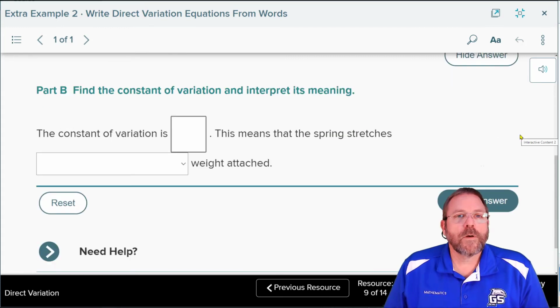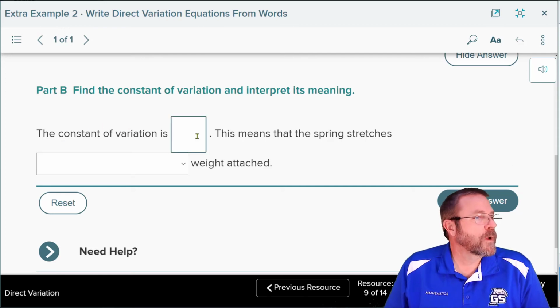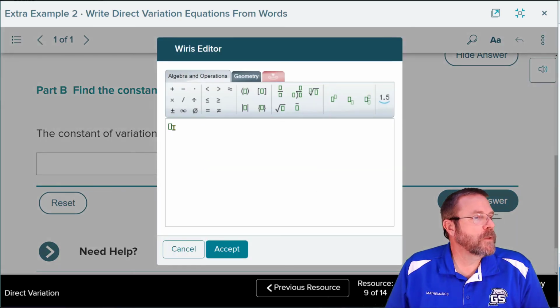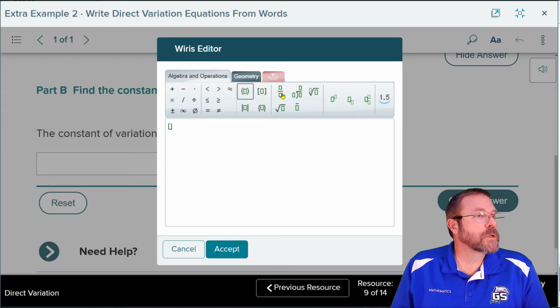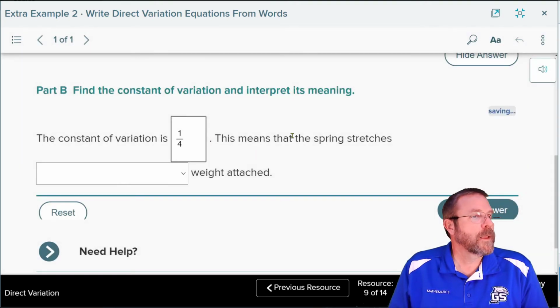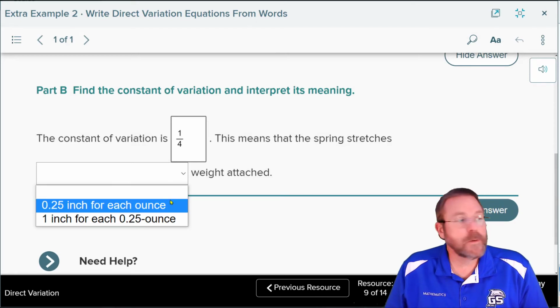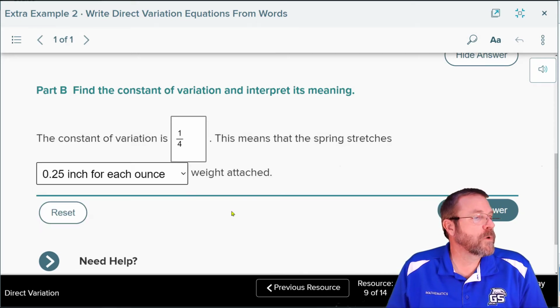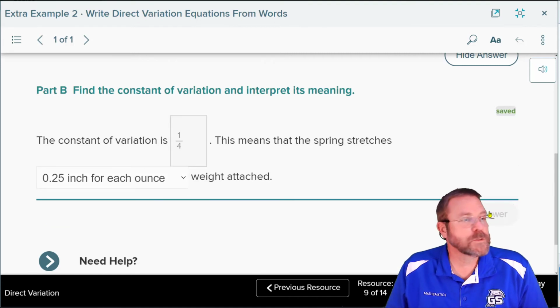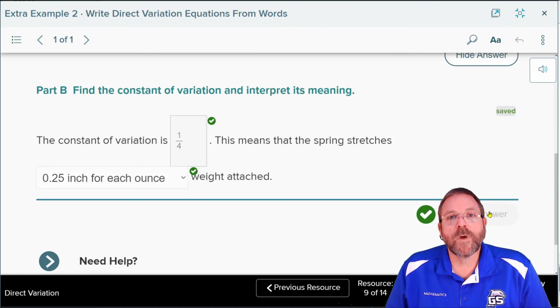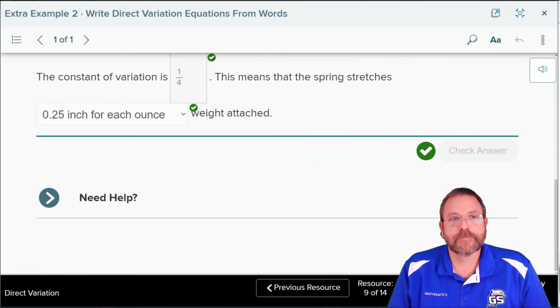So now we've got our formula that says y is equal to 1/4 x, where the constant of variation is going to be the same thing as the slope, which is 1 over 4, and that means the spring stretches. What's 1/4 of an inch going to be? It's the same thing as 0.25 inches for every ounce of weight that's been added to it.